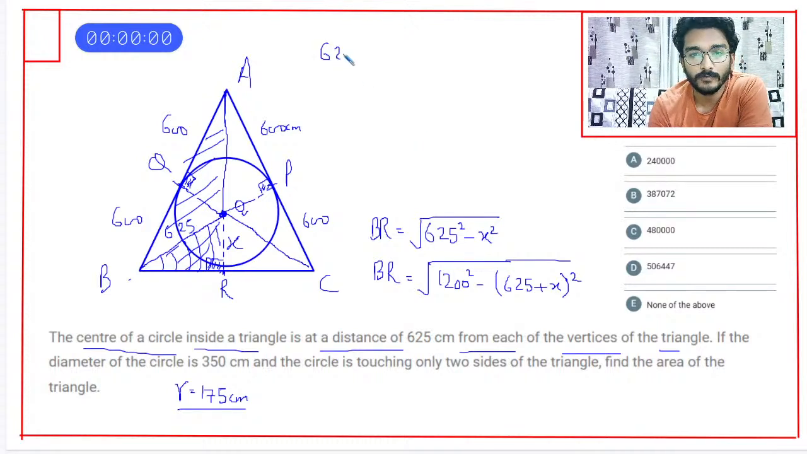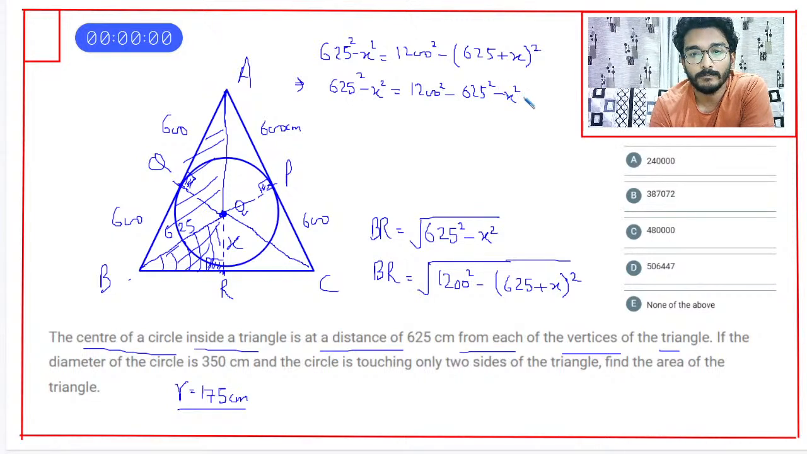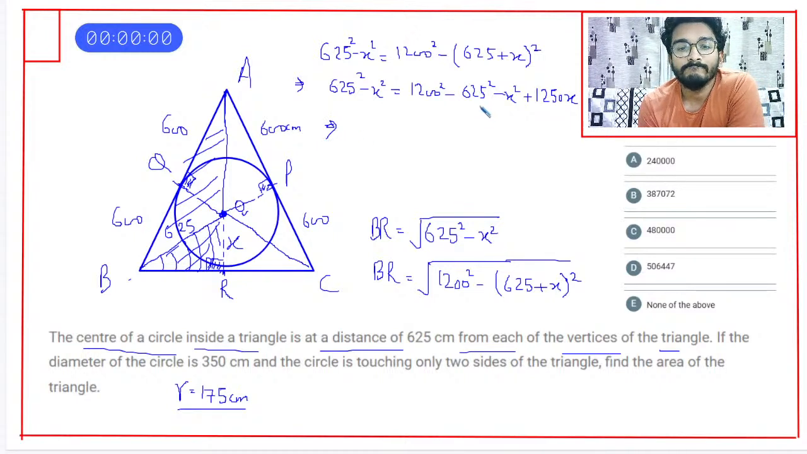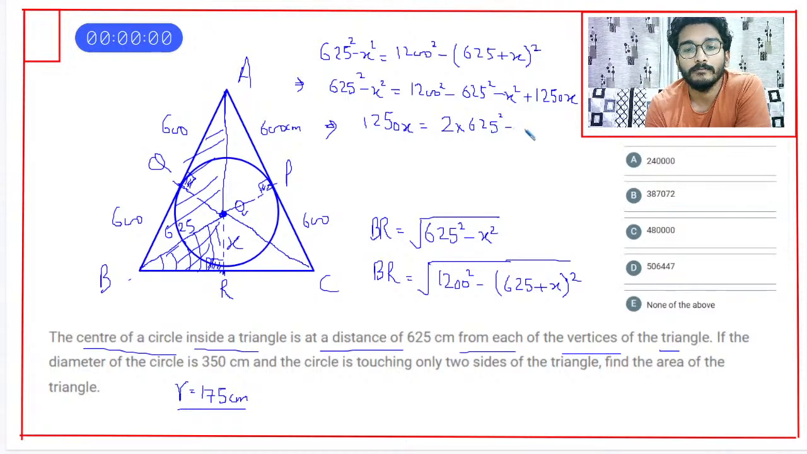ठीक है, लेट्स मेक देम सेम. तो 625 का स्क्वायर माइनस x स्क्वायर, 1200 का स्क्वायर माइनस 625 प्लस x का होल स्क्वायर, ये 625 का स्क्वायर माइनस x स्क्वायर प्लस 1250x. अच्छा x स्क्वायर तो कैंसिल आउट हो रहा है यहाँ से. 1250x is equal to twice of 625 का होल स्क्वायर माइनस 1200 स्क्वायर. 1250 से डिवाइड कर दें, ज़्यादा ठीक रहेगा.